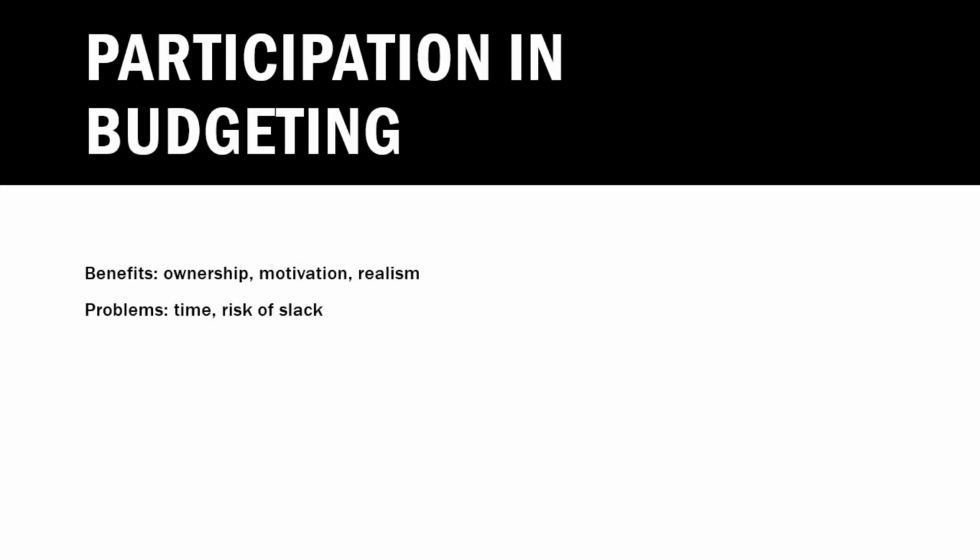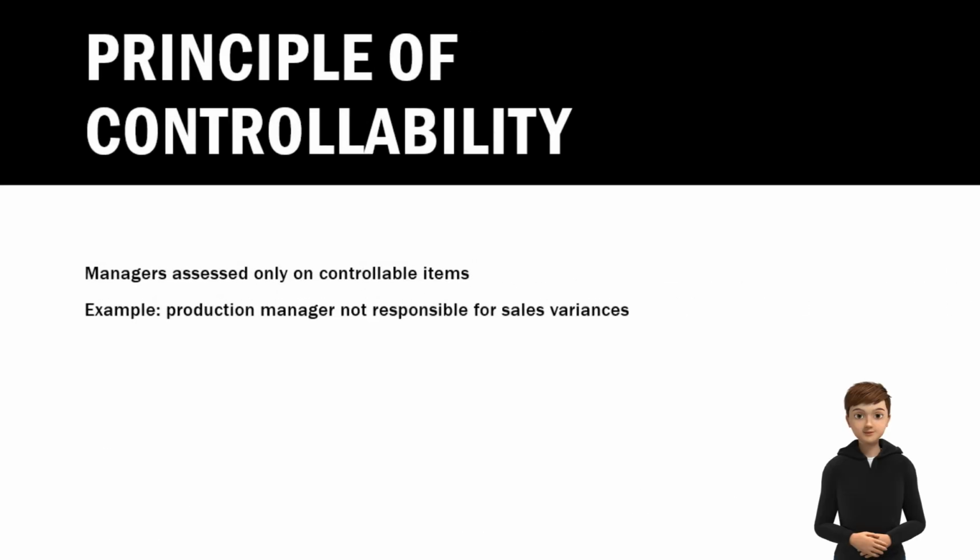Participation in budgeting gives managers ownership and improves realism. However, it is slower and can lead to slack if managers deliberately understate revenues or overstate costs. The principle of controllability means managers should only be judged on what they influence. For example, a production manager should not be assessed on sales revenue. Fairness in evaluation improves motivation.